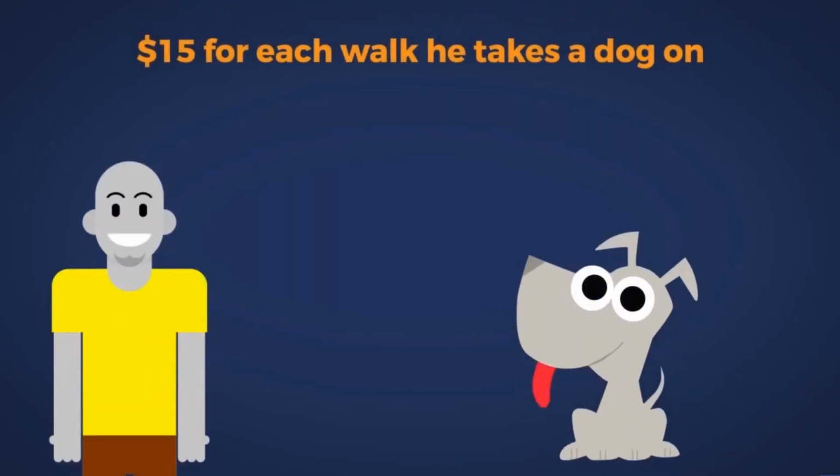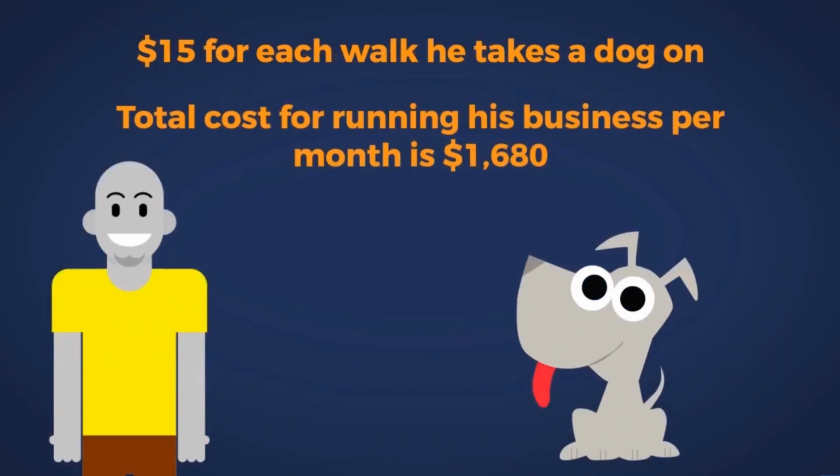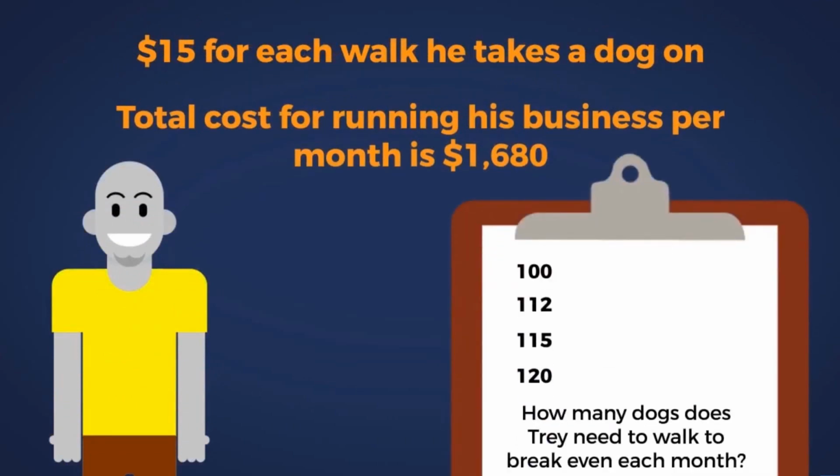In the break-even section of the exam, you'll be given various scenarios where you'll have to determine the break-even point for a business or determine what values apply to a formula to calculate the break-even point. Trey charges $15 for each walk he takes a dog on. The total cost for running his business per month is $1,680. How many dogs does Trey need to walk to break even each month?